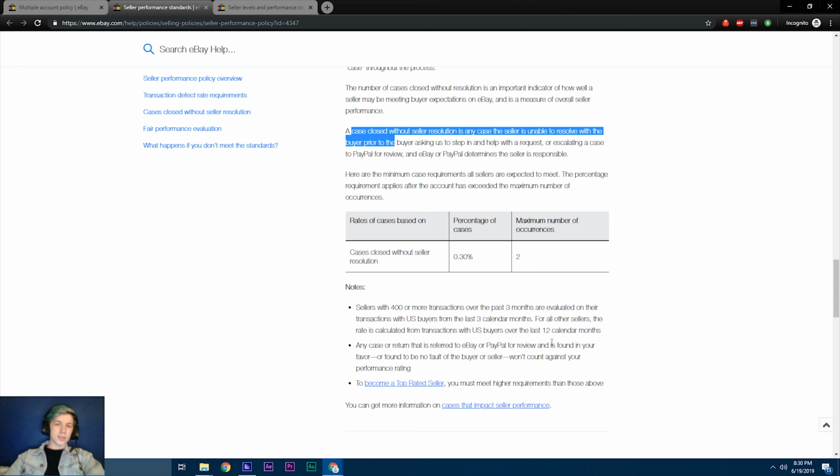The biggest thing to watch out for are cases and returns, and making sure that you refund people promptly when they've returned items. Basically, if you have more than two of those happen, they drop off after, I think, 6 months.